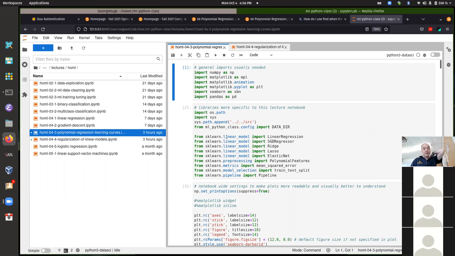I'd ask you to concentrate on the 4-3 and the 4-4 notebooks on this unit. So that's from chapter 4. Last week we talked a little bit about the first half of chapter 4, the basic introduction to linear regression and then gradient descent. I hope everybody got a good handle on that material, because it'll be useful for understanding in general how machine learning works.